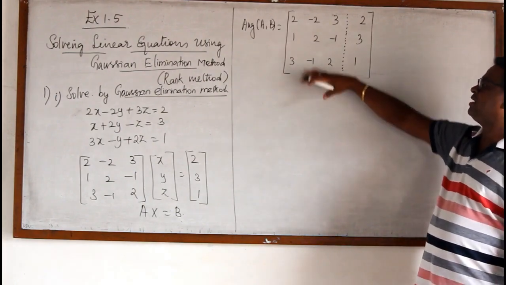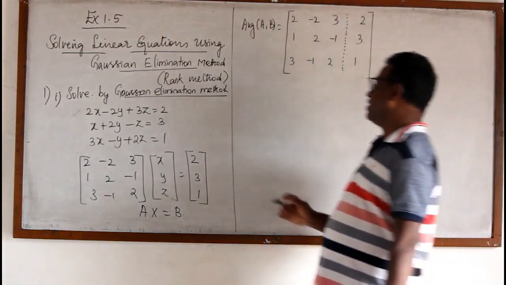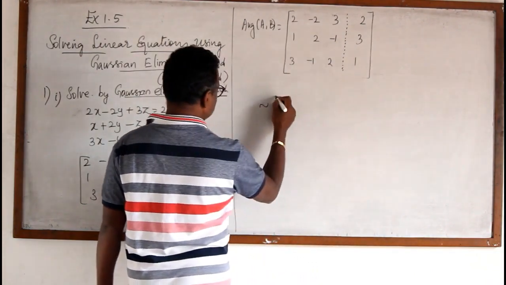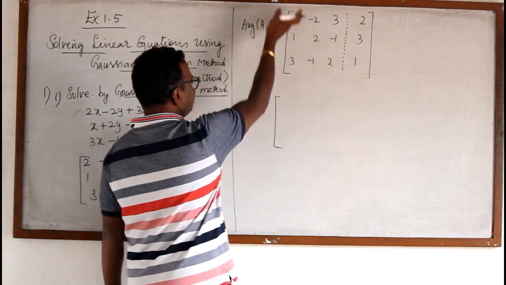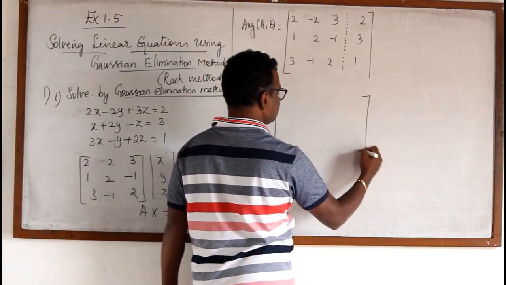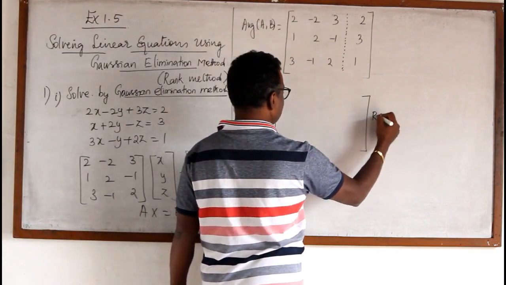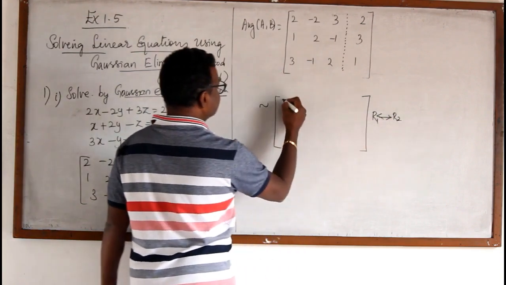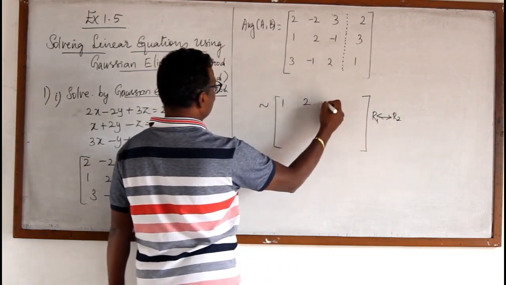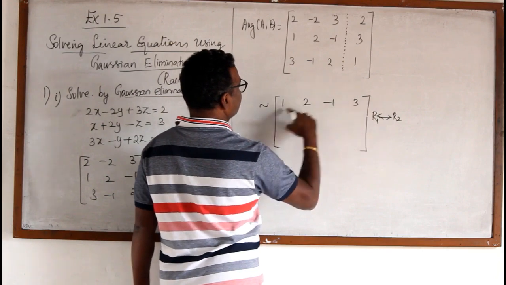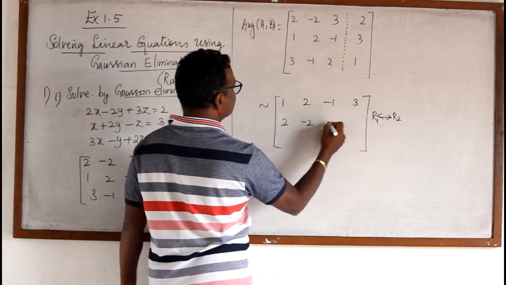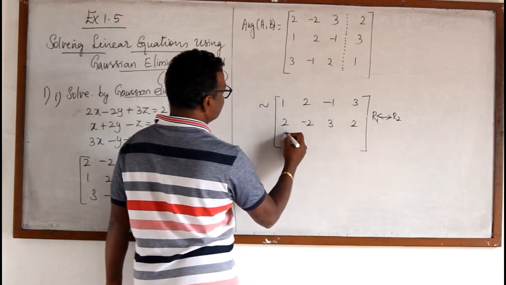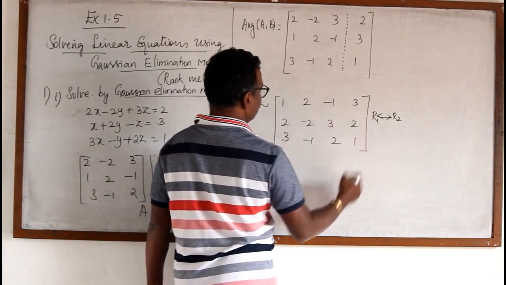Now let me find the rank of this matrix. Remember, if the first row, first column is 1, it will be easy for us. So shall I shift R1 and R2? I am shifting R1 and R2 so that the first element can be 1. First row is 1, 2, minus 1, 3. Second row is 2, minus 2, 3, 2. Third row is 3, minus 1, 2, 1.